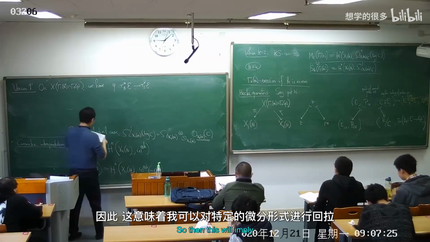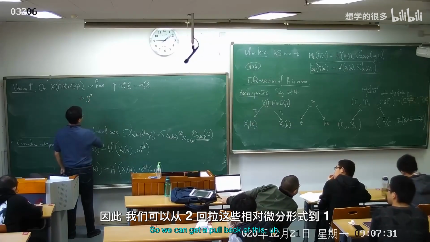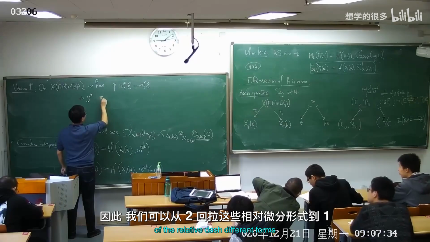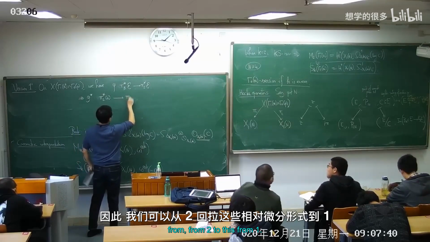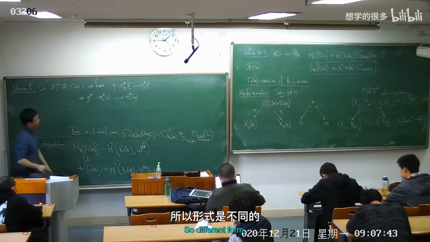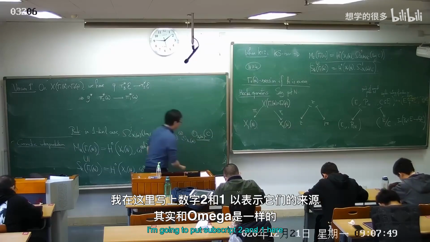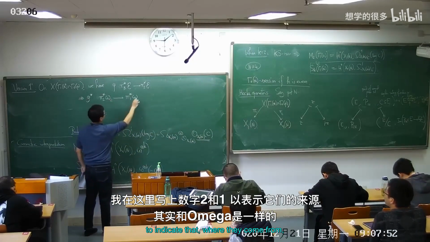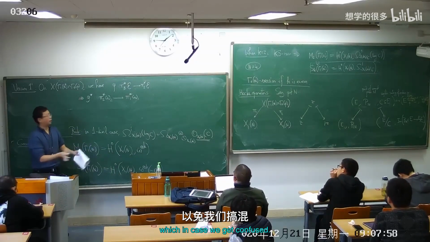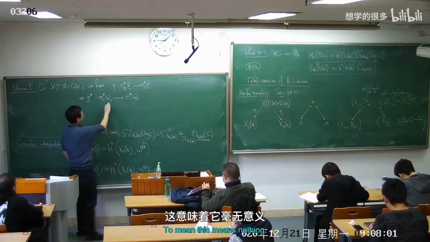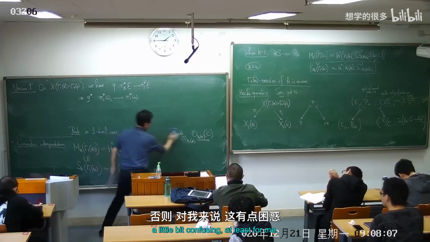So then this will imply the differential form I can pull back. So we can get a pullback of the relative differential forms from 2 to this from 1. Let me do something that's sort of nonsense. I'm going to put subscript 2 and 1 here to indicate where they come from. They're just the same thing as omega, but just in case we get confused, let me write 2 and 1 here. This means nothing. Okay? I just want to indicate where they come from. Otherwise, it's a little bit confusing, at least for me.